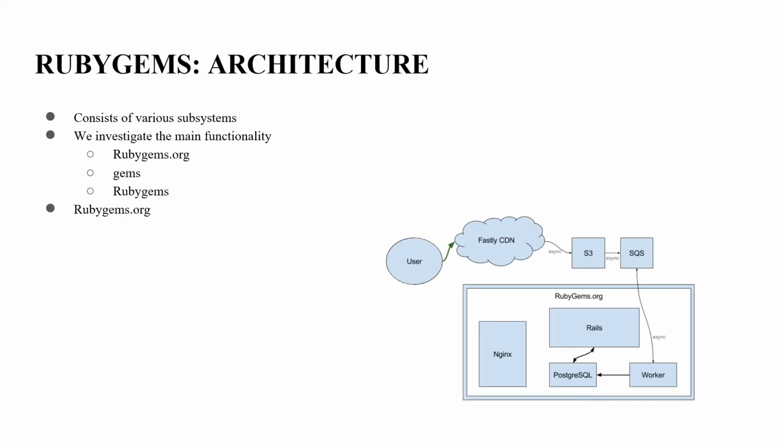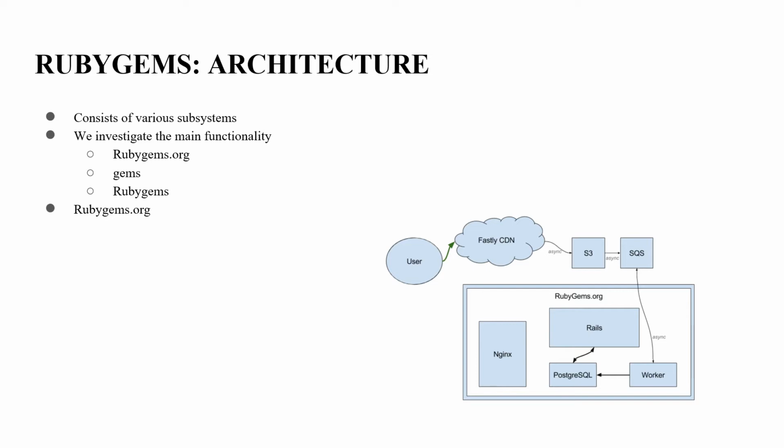Now I'm going to be talking about the architecture of Rubygems. Essentially, if you refer to the case study, this is the second chapter, the design analysis. Now let's talk about the architecture.